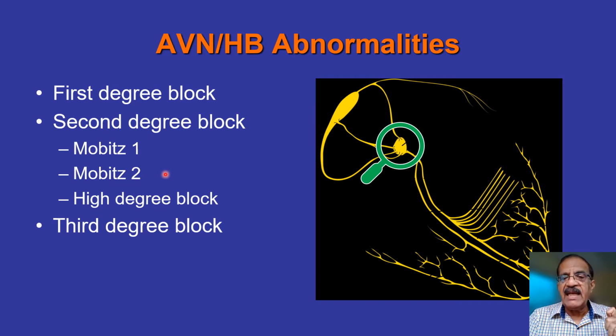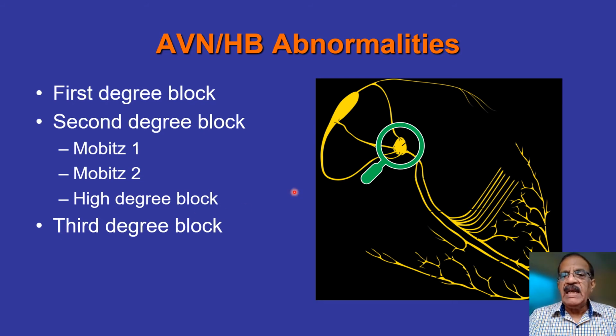Basically, in second degree block, every atrial depolarization is not allowed to go into the ventricles. Some are allowed, some are held, and there are various patterns that we will discuss in some other module. Then there is third degree block. Third degree block is also called complete heart block. Complete AV nodal block if the problem is in the AV node, or complete His bundle block if the problem is here, usually ischemic or maybe something else.